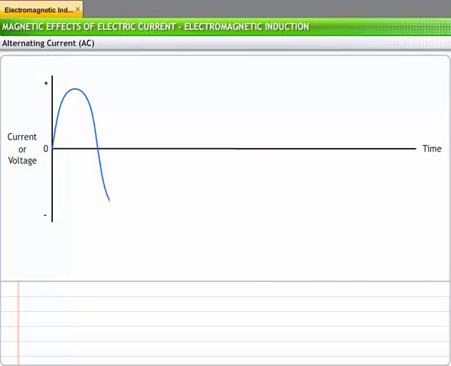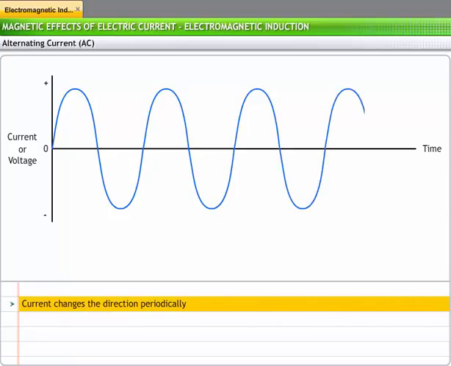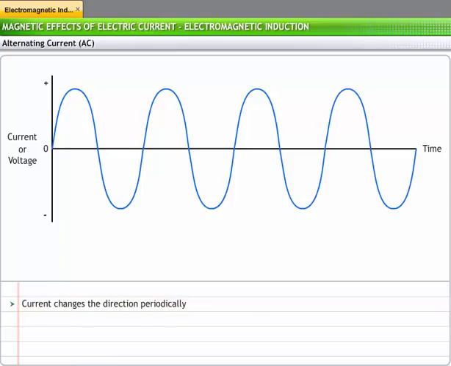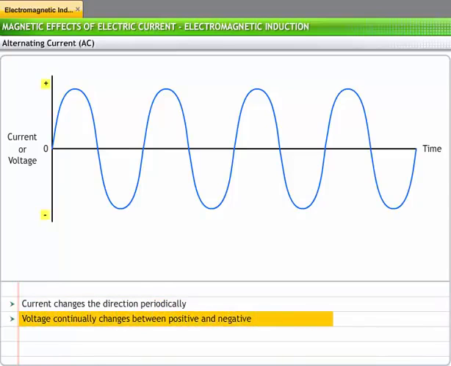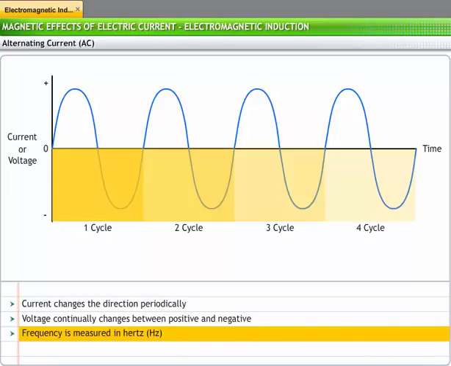In an AC generator, the induced current changes its direction periodically and is therefore called alternating current. An AC voltage is continually changing between positive and negative. The rate of change in the direction of the current is called the frequency of the alternating current. It is measured in hertz, that is, the number of cycles per second.